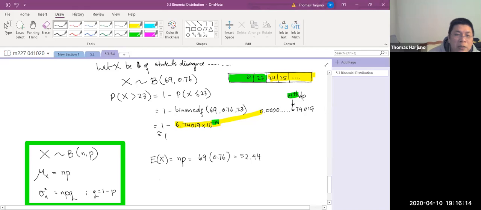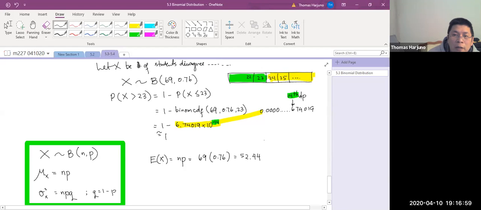So the expected value is 52.44. If we assume that the hypothesis is true, that 76% of our population disagree with the president, then given we have 69 people in the room, the number of people who disagree with the president should not be too far from 52.44.